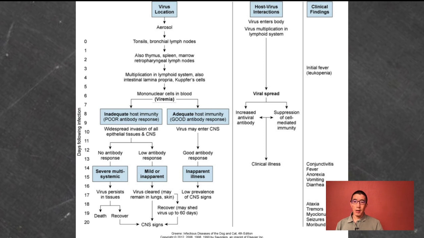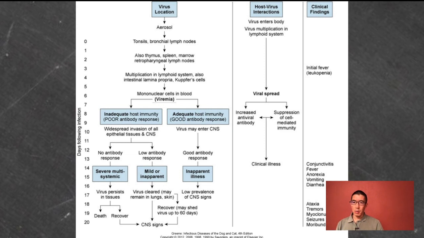Virus enters the host and replication occurs in the draining lymph node before systemic spread, where mononuclear cells are infected. This results in the leukopenia and fever seen clinically. Outcome of the disease is very dependent on the response of the immune system. So with a good immune response, there may be mild or inapparent illness. And this is the case for about half of all dogs that are infected.